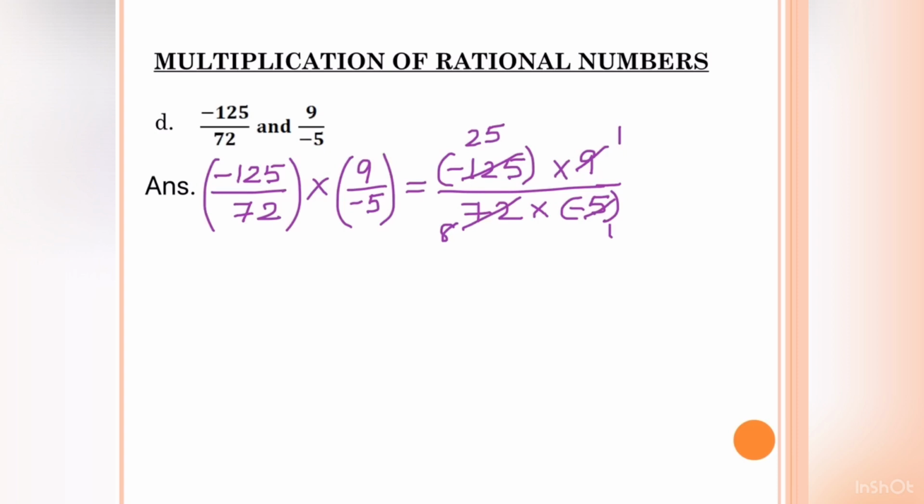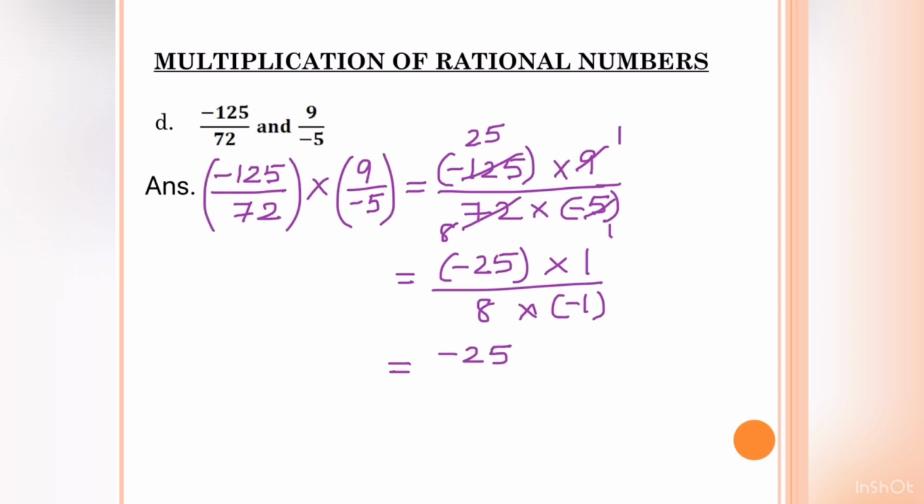So now this expression is equal to minus 25 times 1 by 8 times minus 1. This expression is equal to minus 25 times 1 is minus 25 by 8 times minus 1 is minus 8. Now in this expression, the numerator and denominator have the same signs. So this is a positive rational number, 25 by 8.